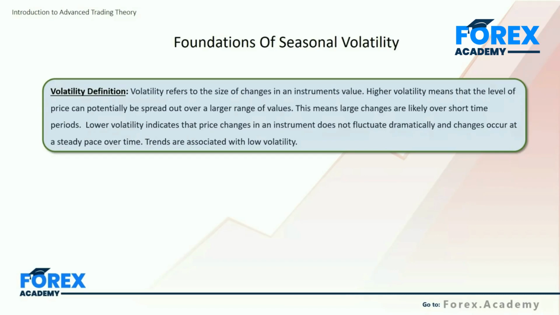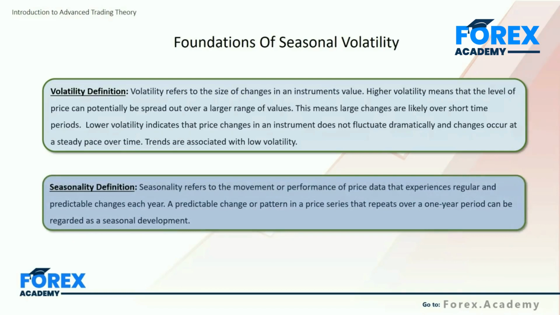When we are looking at trends, in other words, clear directional moves in the market, trends are usually associated with a low volatility environment. What is seasonality? Seasonality refers to the movement or performance of price data that experiences regular and predictable changes each year. A predictable change or pattern in a price series that repeats over a one-year period can be regarded as a seasonal development. So essentially, if we're able to identify some kind of recurring pattern at a regular interval over the course of a year, that would be regarded as a seasonal development. If we're able to identify that, we can perhaps consider taking certain courses of action from a trading perspective in the future.